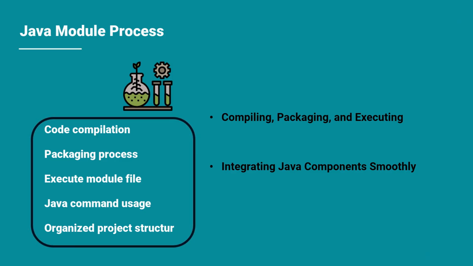Let's delve into the process of compiling and executing our module. Initially, we will use the javac command to compile our Java files. This command features the -d flag, which specifies the output directory for the compiled classes. By selecting out as the designated directory, we can maintain an organized project structure, making it simpler to manage and locate our files in the future.